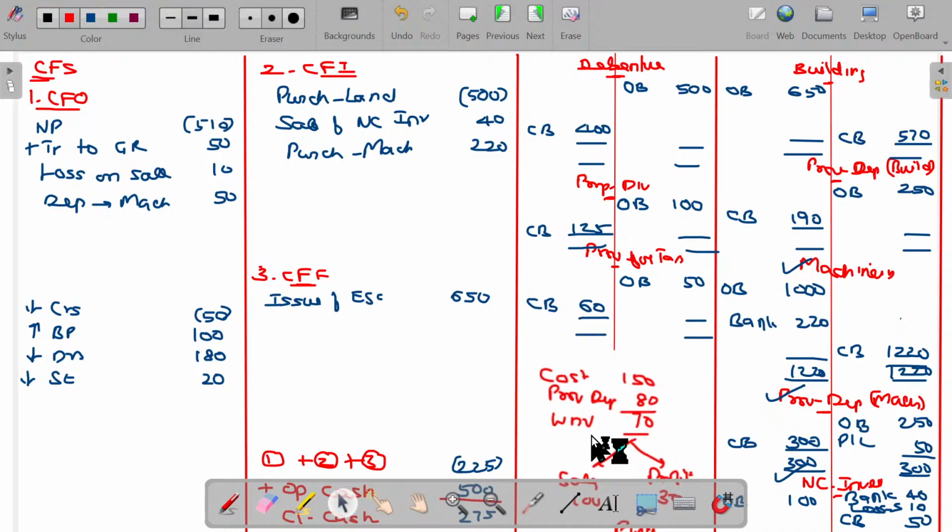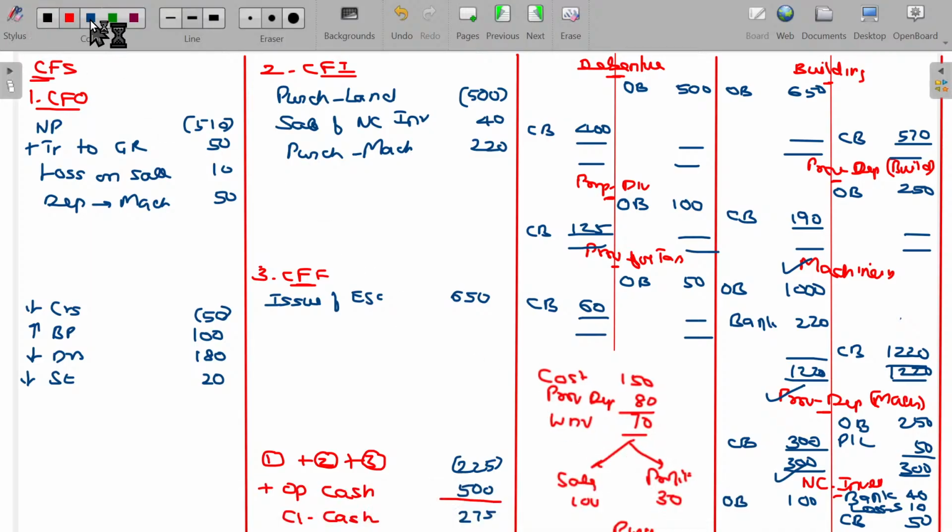Under what model? Provision model. The depreciation on the asset sold from the date of purchase to the date of sale should be transferred from provision for depreciation to the building account as per this model. How much is that? 80 rupees. You have to be careful here. Provision for depreciation on the asset sold. Here, the building account. The depreciation for the asset sold since the date of purchase to the date of sale.